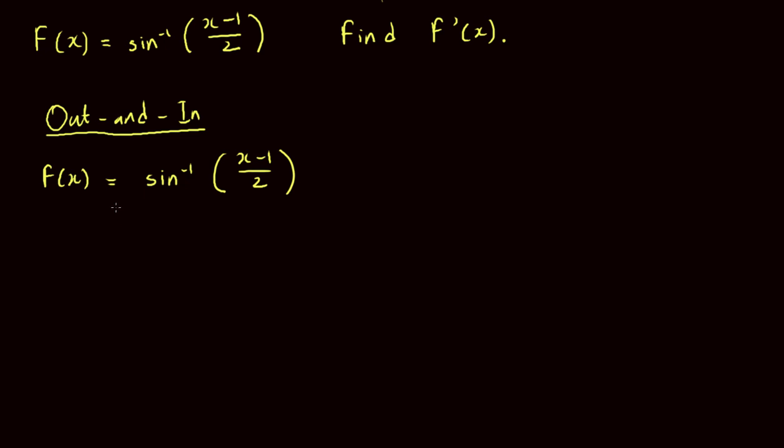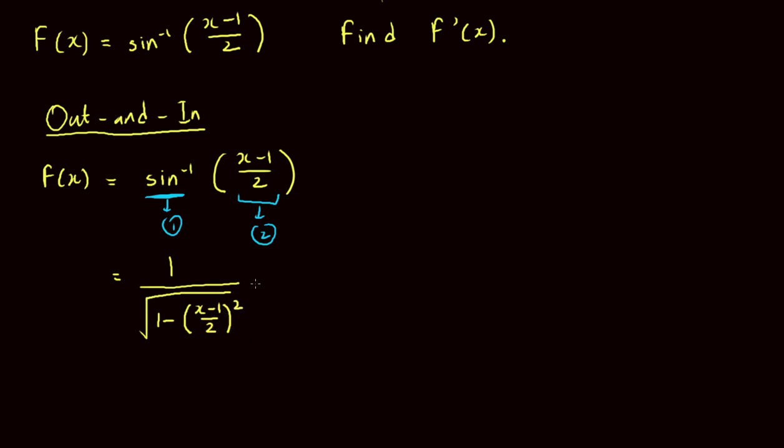Of course we look at the outermost, which is obviously the sine inverse. It gets the first priority. Then we look at this (x minus 1) over 2, which gets the second priority. To be fair, when we differentiate sine inverse, it should be 1 over root of 1 minus ((x minus 1) over 2) squared.